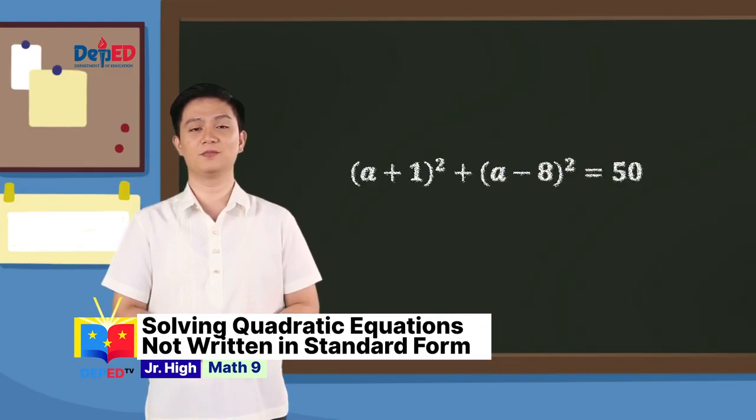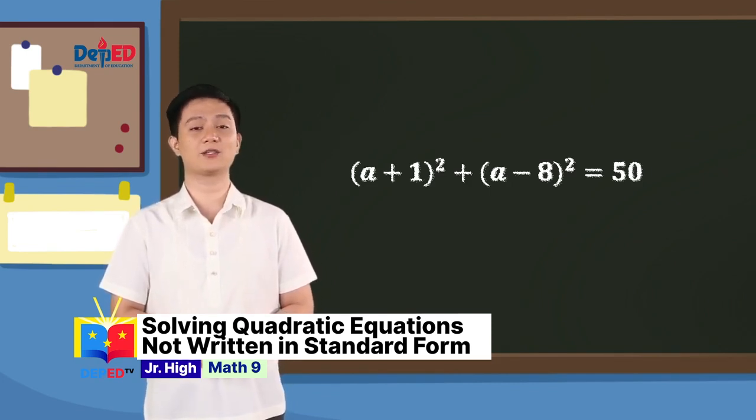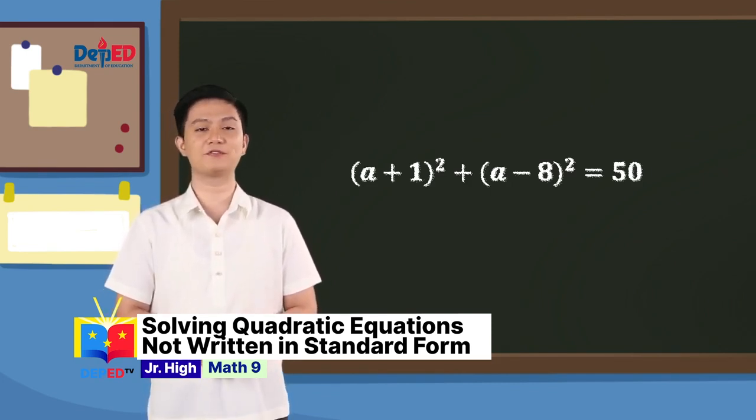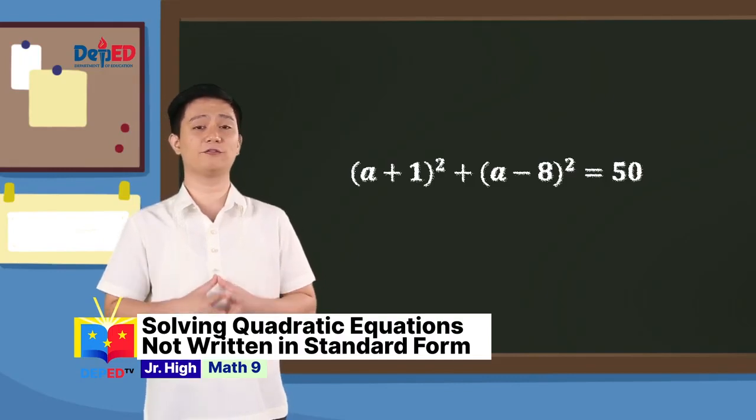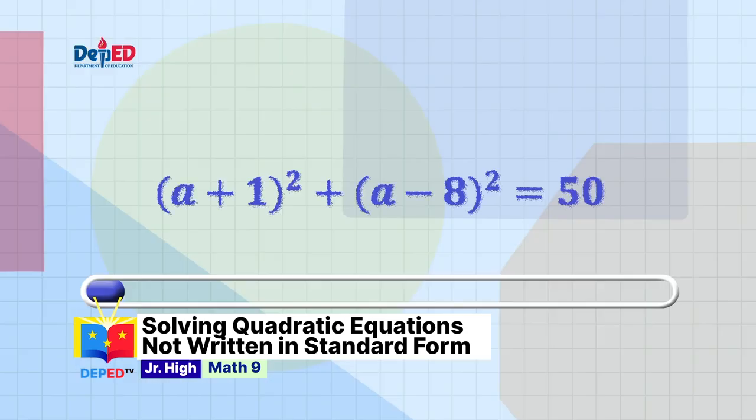Equation number 2, we have the binomial a plus 1, quantity squared, plus the quantity a minus 8 squared equals 50. Let's write it in standard form and solve it in 45 seconds. Let's go!